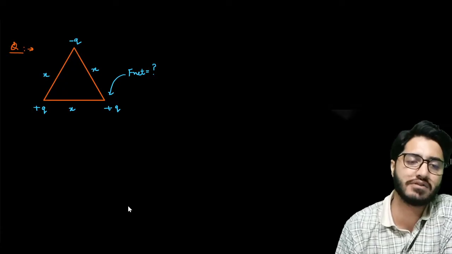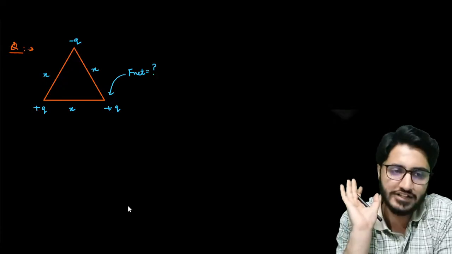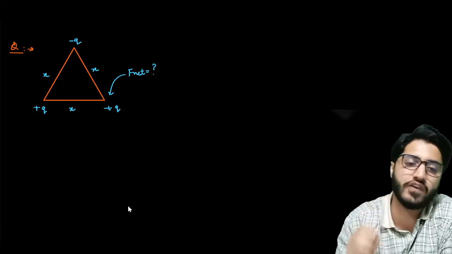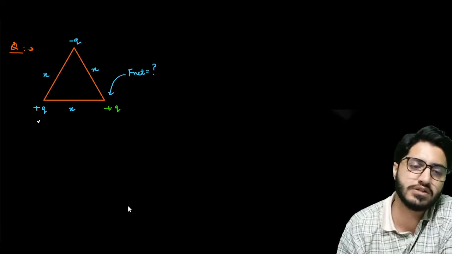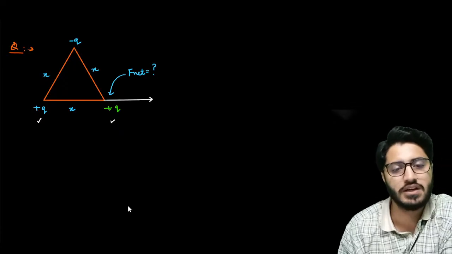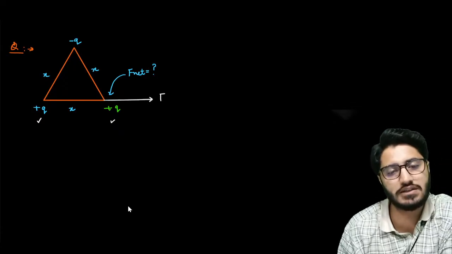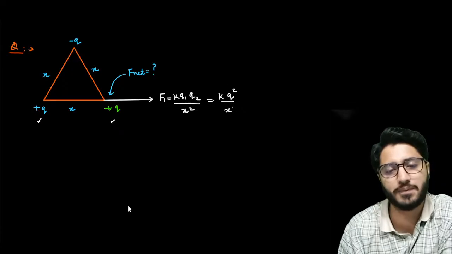Look, we have an equilateral triangle. That means all angles are 60 degrees, all sides equal x. So we have to find the force on this particular charge. Look, this one is Q, this one is plus Q. Both are plus Q, so my force will be like this. My force, let's suppose it is F1, is it equal to K Q1 Q2 by x square? K is K, Q1, Q2 are same, so I will write Q square by x square.